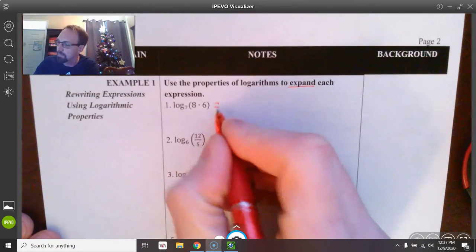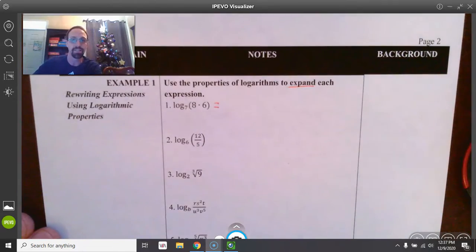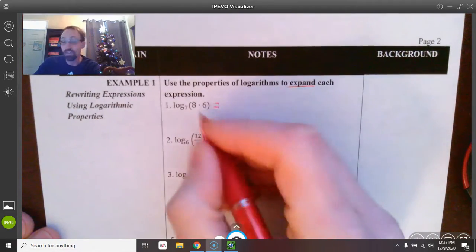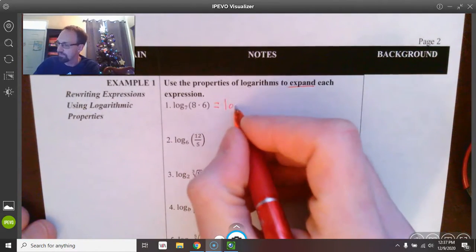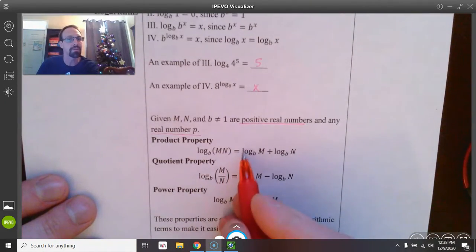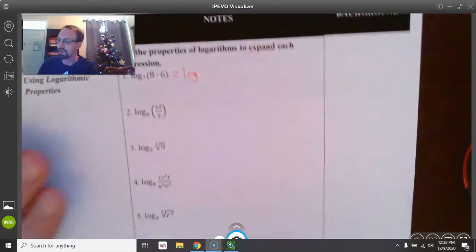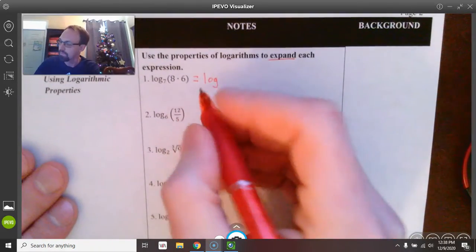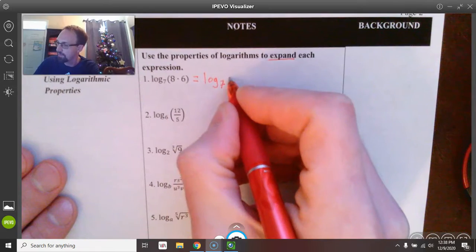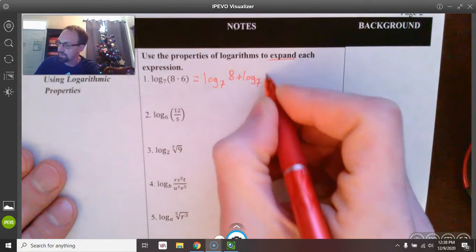So here I have log base 7 of 8 times 6. I want to turn this into an addition because I'm going to be using that first property on the previous page, this one here. Log base b of m times n. So what we're doing is the same base, log base b of m plus log base b of n. So log base 7 of 8 plus log base 7 of 6.